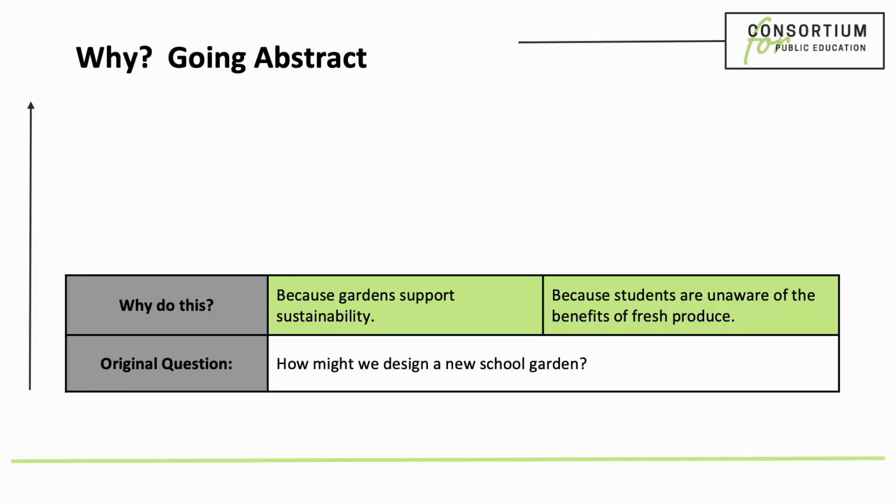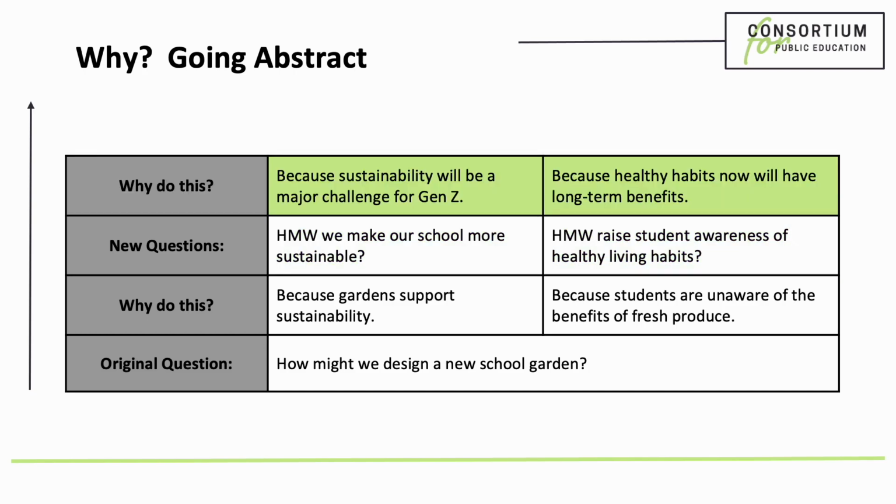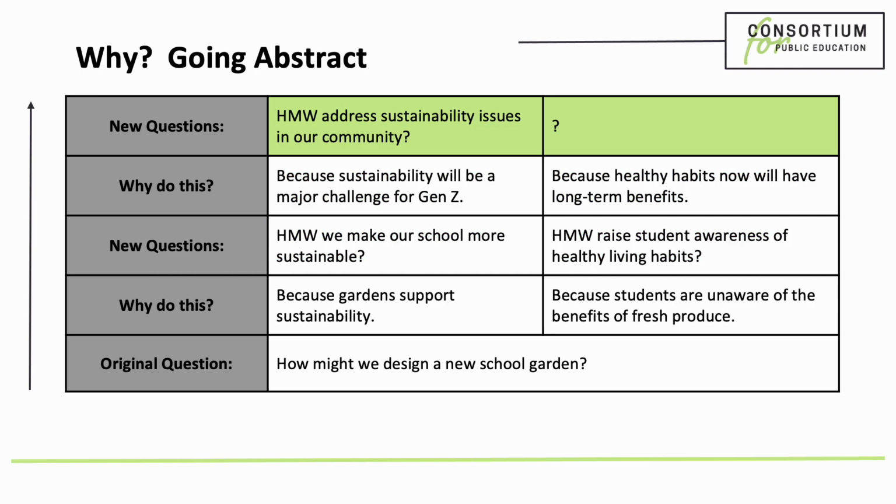So here we've added a second column and responded once again to why we might build a new school garden. And the new reason is because students are unaware of the benefits of fresh produce. And in response to that new reason, we've written a new question. How might we raise student awareness of healthy living habits? So again, we're moving away from the focus of a school garden explicitly and getting a little broader with our thinking and a little more abstract with our questions. If we go up the ladder once again and ask, well, why do this? Because healthy habits now will have long-term benefits. And we could keep going, but you get the point.